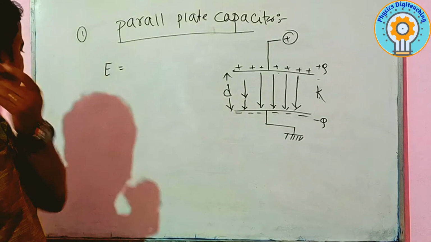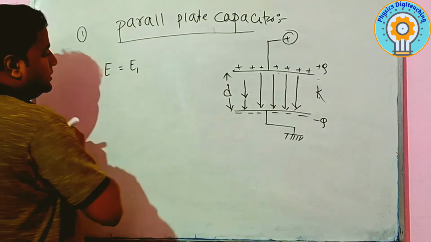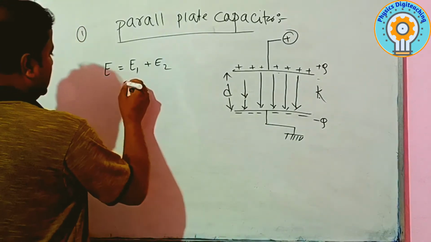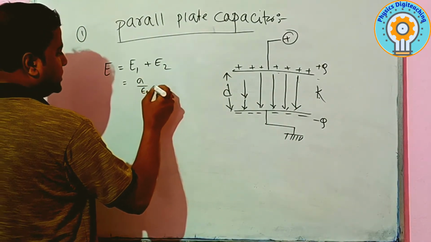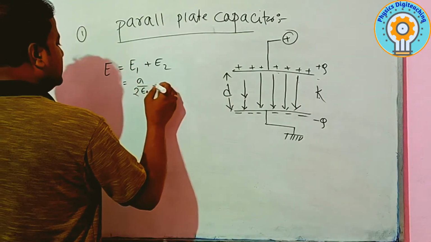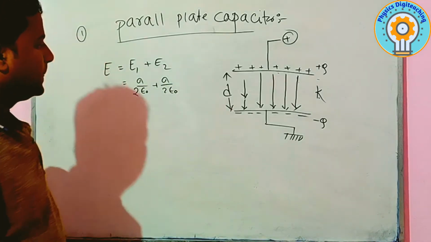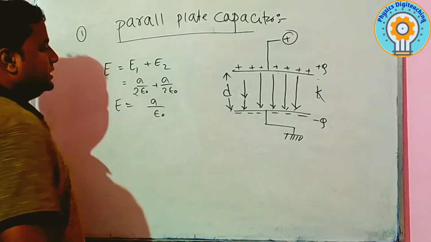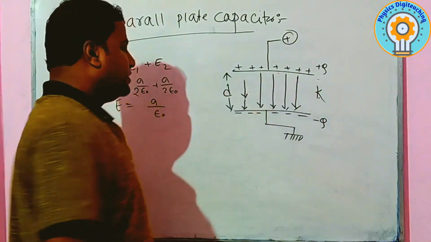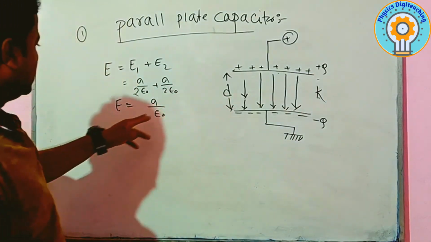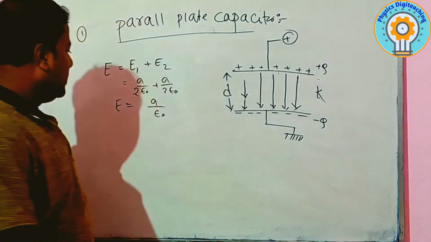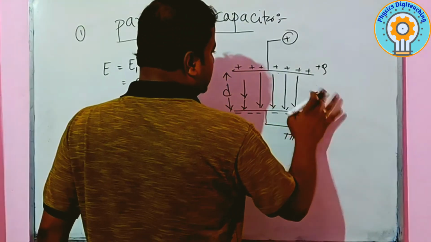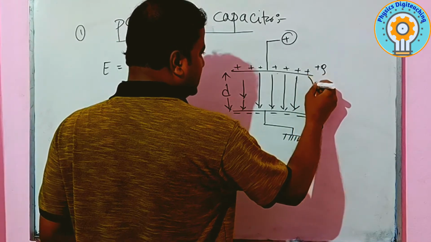Now we have to find the value of this electric field. Here E equals, say, E1 for the positive plate and E2 for the negative plate. This is given by sigma by 2 epsilon naught plus sigma by 2 epsilon naught, and this gives sigma by epsilon naught. Here E is the electric field in the region between the two parallel plates, E equals sigma by epsilon naught. This is a uniform electric field. Within the plates the field is uniform, but near the edges the field is somewhat distorted.